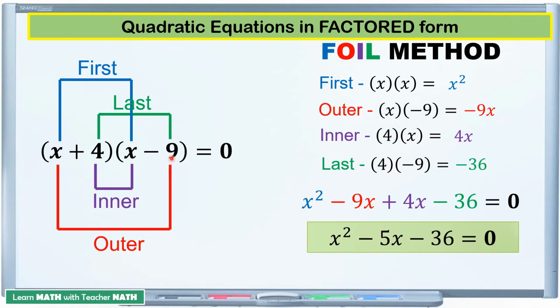So our example can be transformed into this. So ngayon, pwede na nating malaman kung ano ang value ng A, B, and C. So our A will be 1. Our B is negative 5. Our C is negative 36.